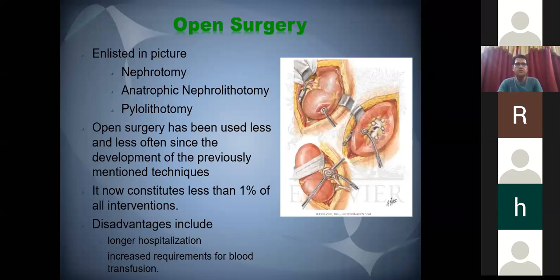These are the open surgeries which are not done now, but you should remember the names because you can be asked in your exams. They are nephrotomy, anatrophic nephrolithotomy, and pyelolithotomy. Pyelolithotomy is when you open the renal pelvis and remove the stone from the renal pelvis. Anatrophic is when you open the kidney like a book and remove the stone from multiple calyces. And nephrotomy is like opening one calyx of the kidney from the back and removing one stone from one of the calyceal systems.